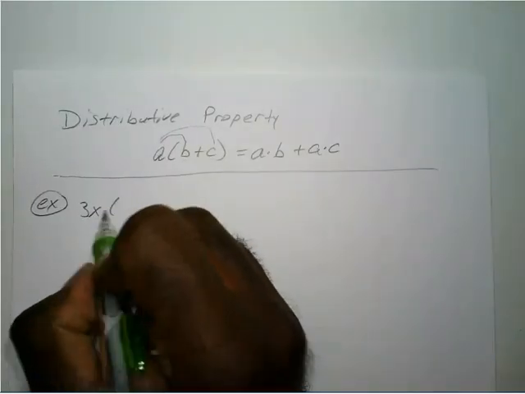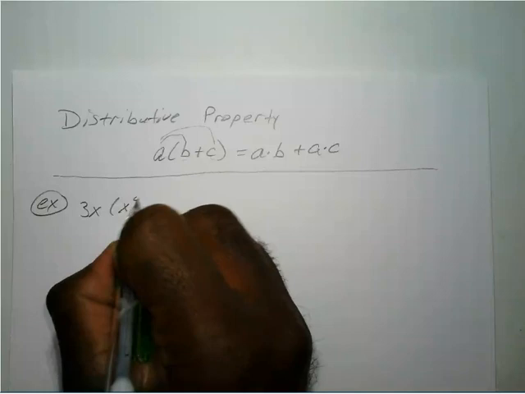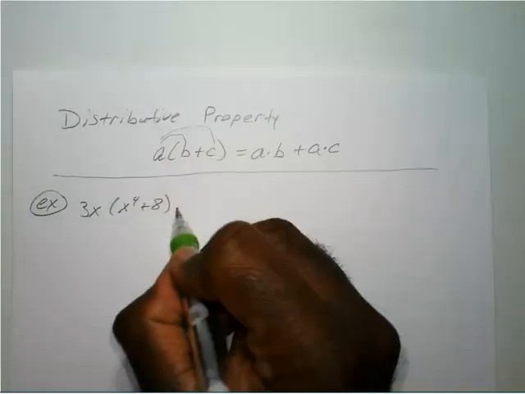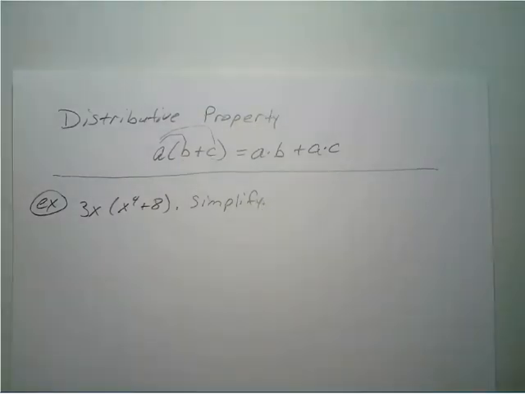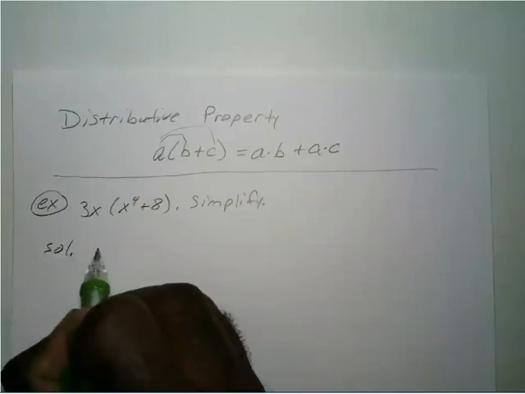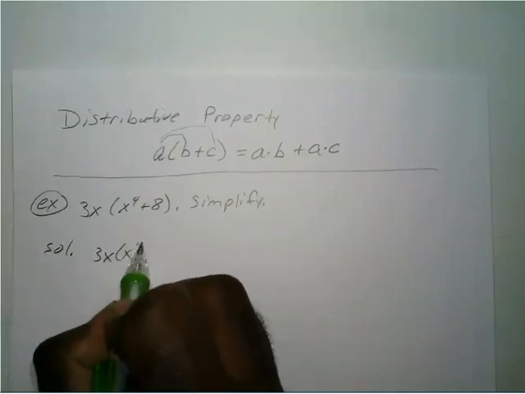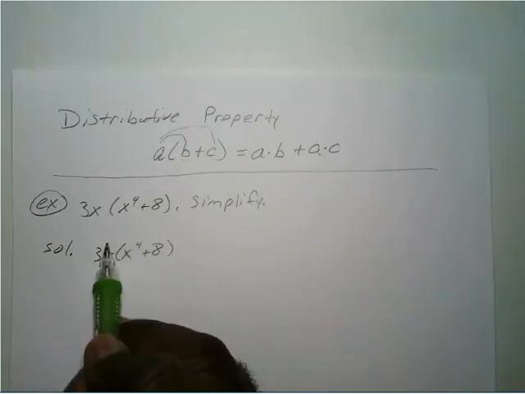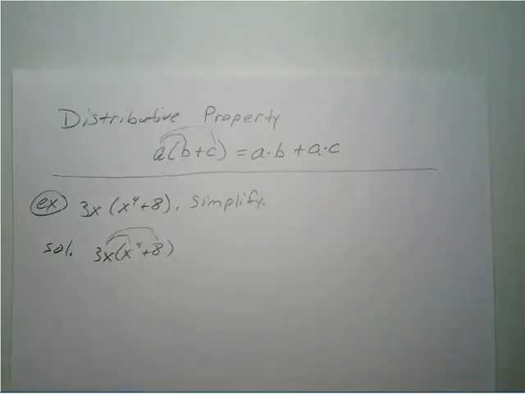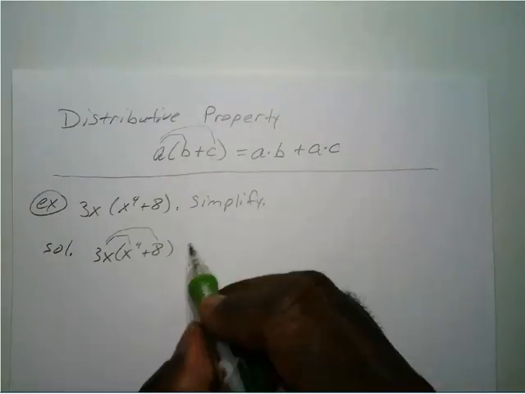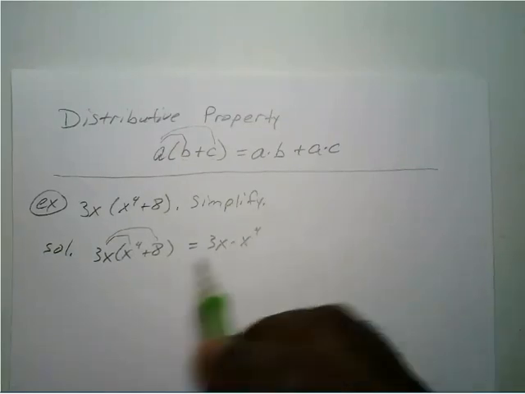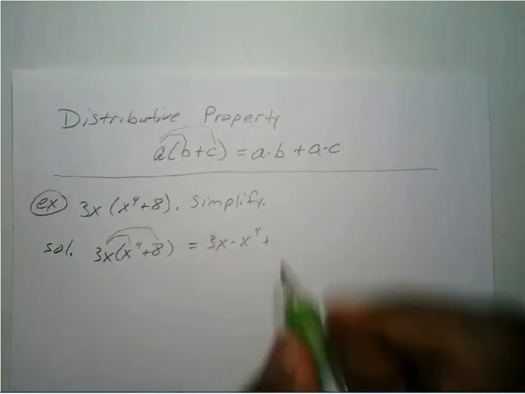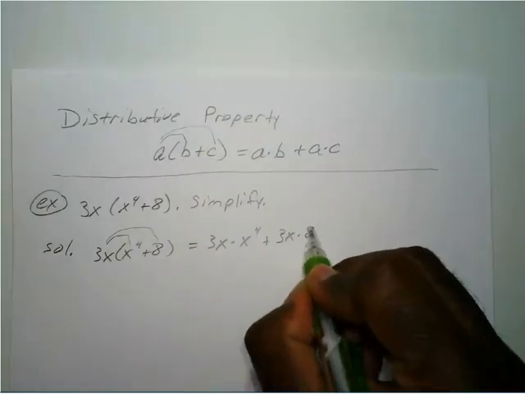What if you have 3x times (x to the 4th power plus 8), and you want to simplify. Okay, so 3x times (x to the 4th power plus 8), we're just going to distribute that 3x. So that's going to be 3x times x to the 4th plus 3x times 8.